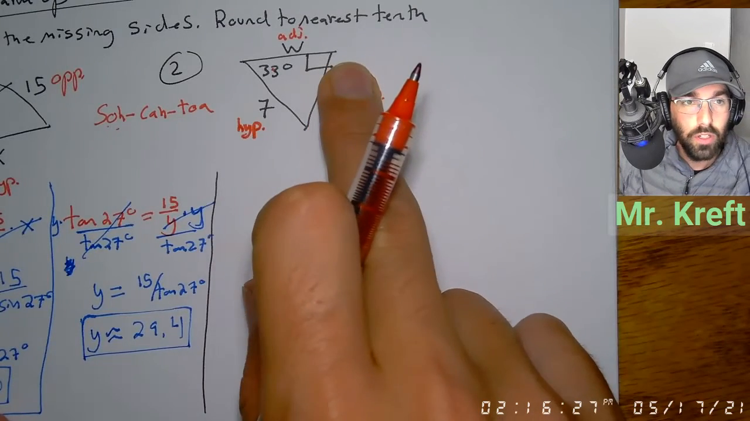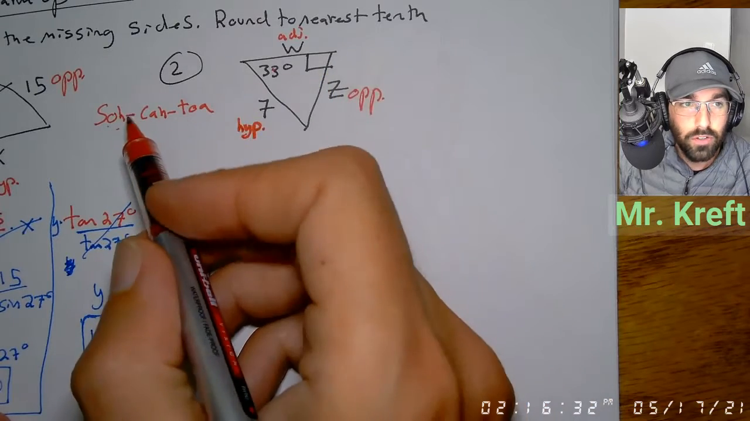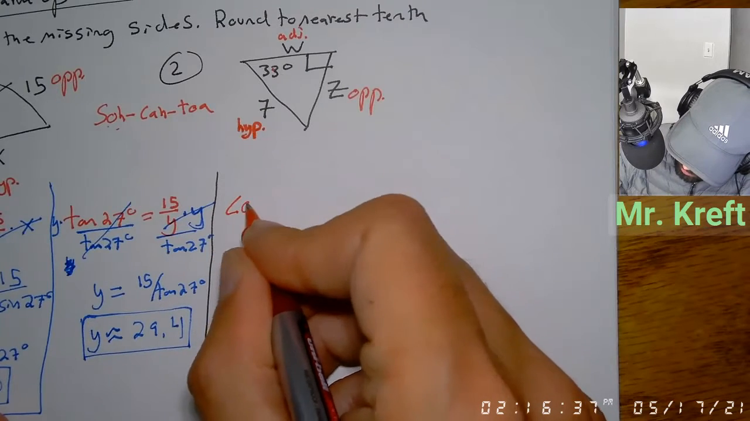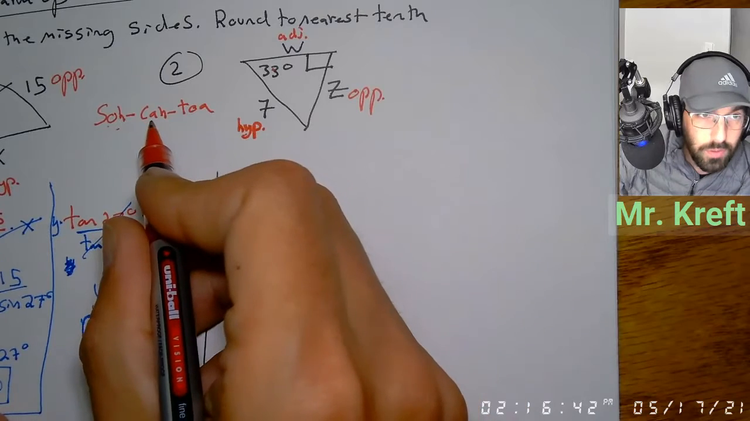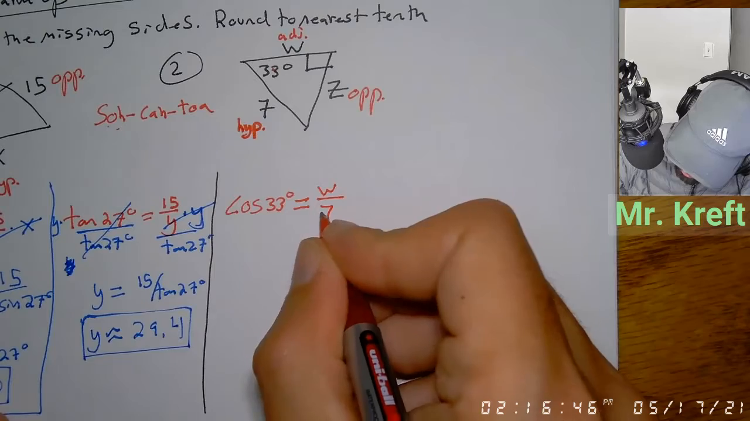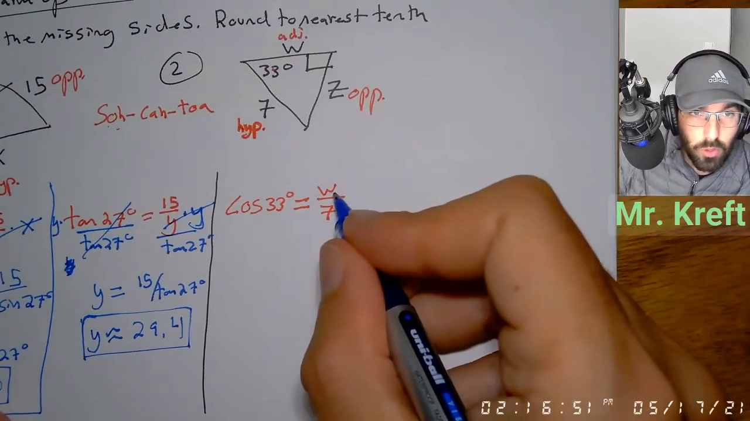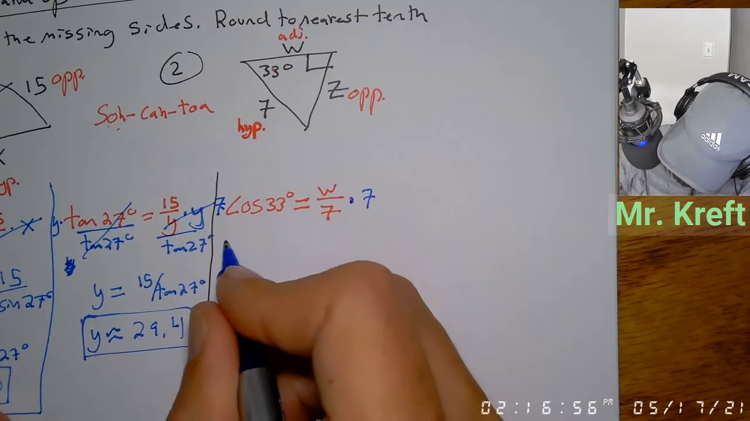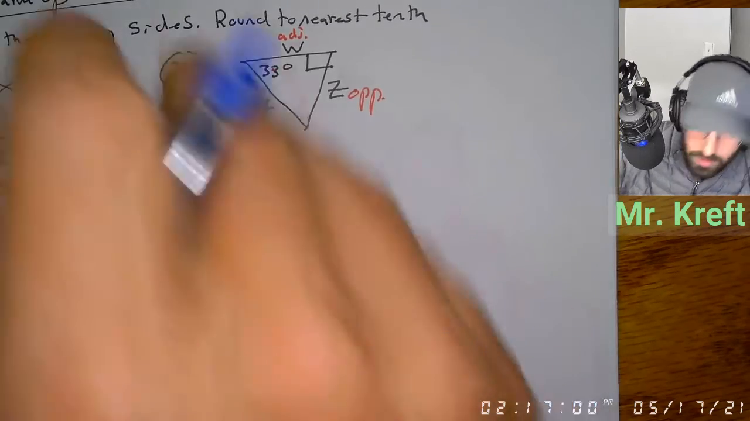If I'm going for W, so I'm taking a look. W is the adjacent side and the hypotenuse side. So the adjacent and the hypotenuse, that's going to be cosine. So I'm going to write cosine of 33 degrees equals, now cosine, the adjacent goes on top, so W is going to be on top, and the hypotenuse is going to be on the bottom. So to solve this, the W is already on top. I just have to get it by itself. So I'm going to multiply by 7. So I get 7 cosine of 33 degrees equals W.